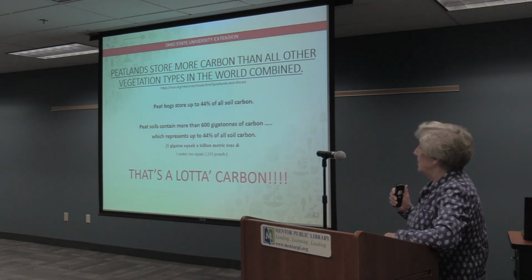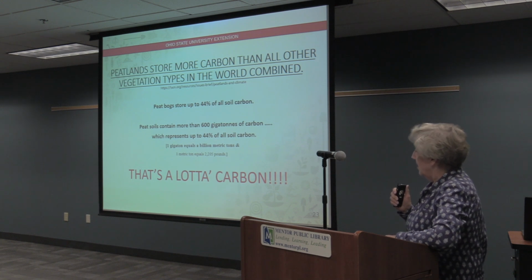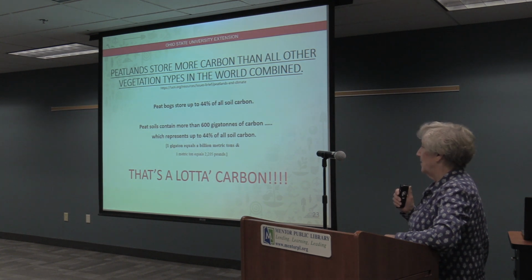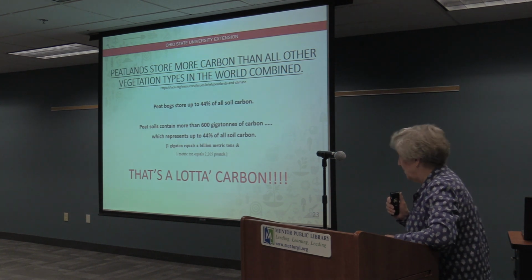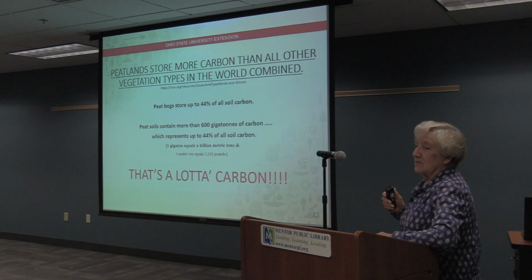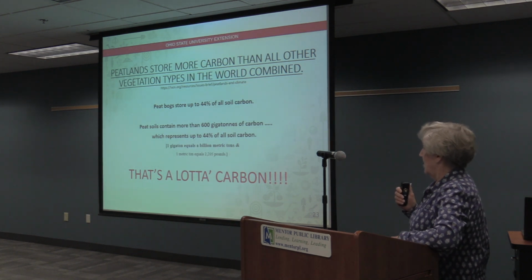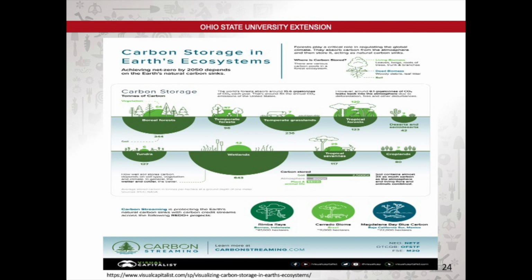Peat soils contain more than 600 gigatons of carbon, and I had to look that up. A gigaton equals 1 billion metric tons, and a metric ton equals 2,205 pounds. So you're talking about a lot of carbon. And this is another way just to visualize the importance of the wetlands in the sequestration of carbon if it's left intact. It's when we take it apart that we lose this ability to sequester the carbon.